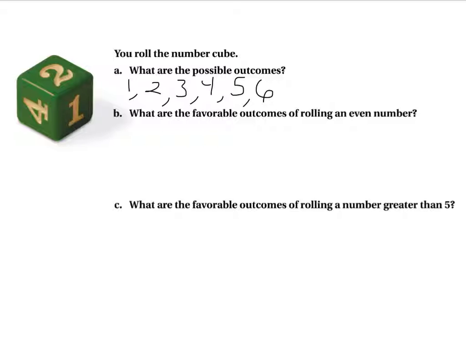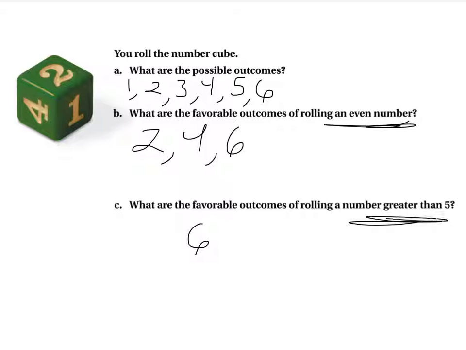What are the favorable outcomes of rolling an even number? Well, think of your even numbers there. They would be 2, 4, and 6. And last question, what are the favorable outcomes of rolling a number greater than 5? The only favorable outcome would be obviously just the number 6. So there's just an example of looking at what outcomes are and what favorable outcomes are. Obviously, when it comes to favorable outcomes, you're after more of a specific thing than just the basic possible outcomes that you could have.